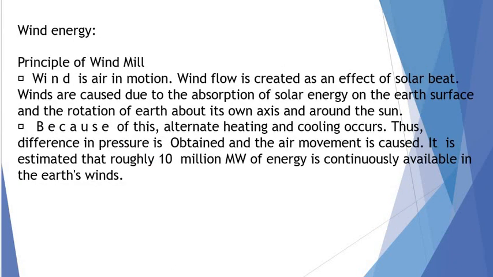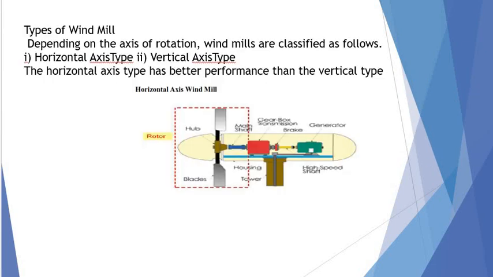Then wind energy. The principle of the windmill is that the wind flow is created as an effect of solar heat. Winds are caused due to the absorption of solar energy on the earth's surface and the rotation of earth about its own axis and around the sun. Because of this, alternate heating and cooling occurs. This difference in pressure is obtained and the air movement is caused. It is estimated that roughly 10 million megawatt of energy is continuously available in the earth by means of wind energy.